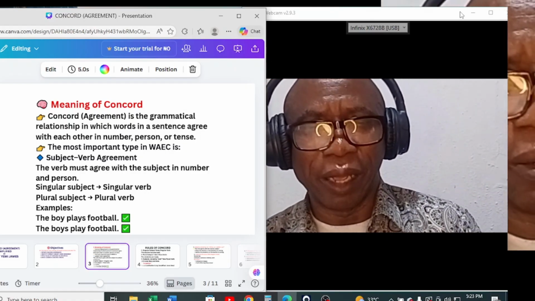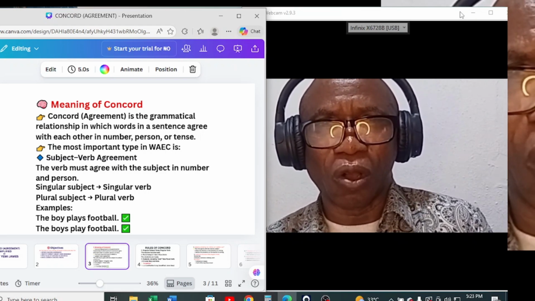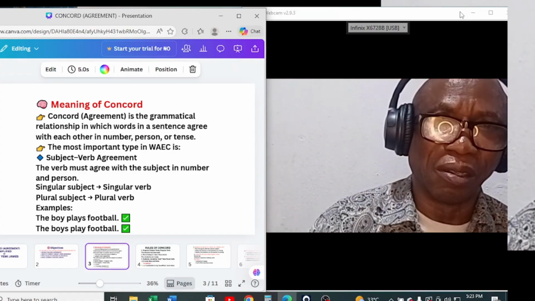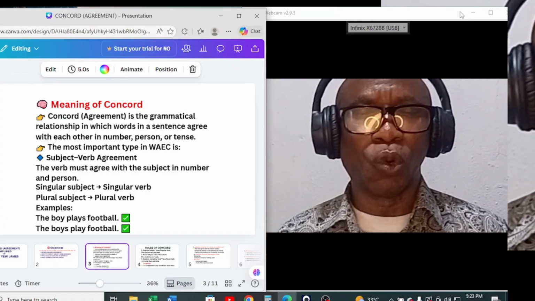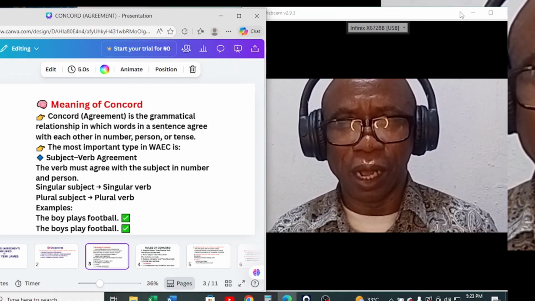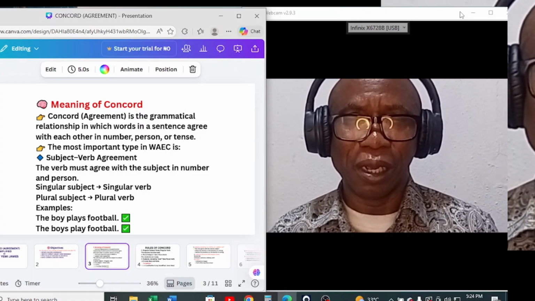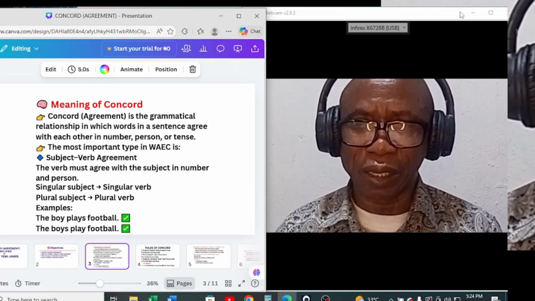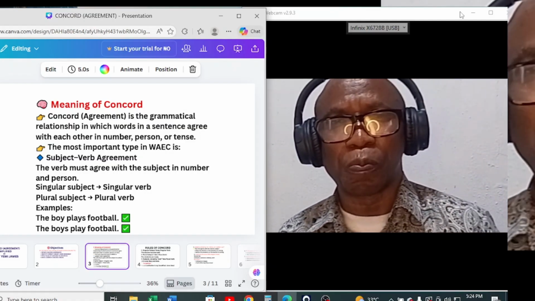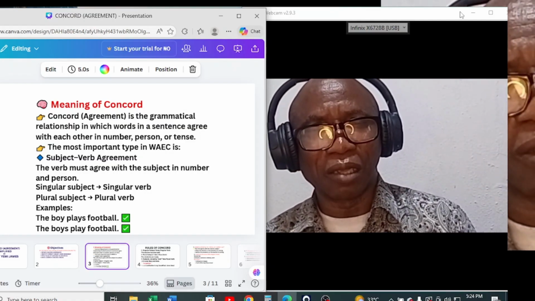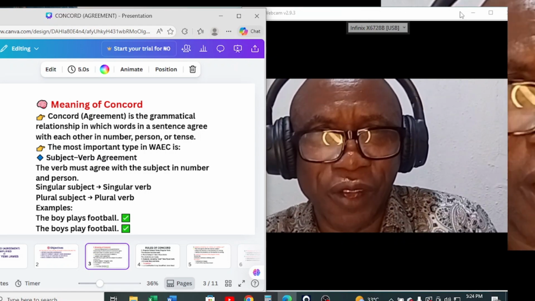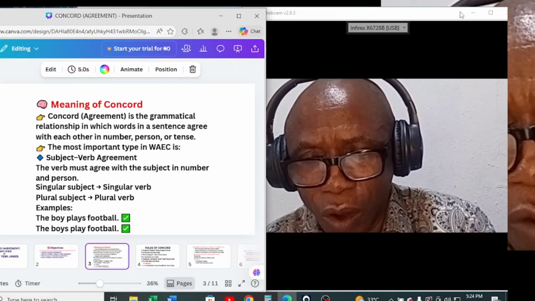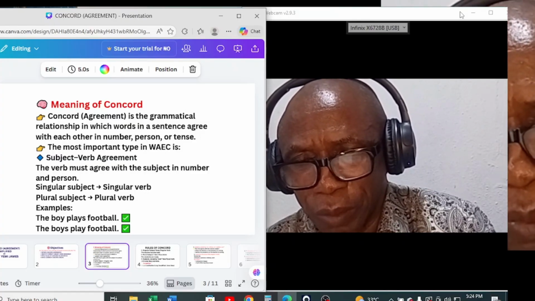Then we talk about tense. Don't forget I mentioned when we were discussing verb, we mentioned that tense is the expression of a verb in relation to time. So the most important type of agreement, that is commonly tested in the WAEC exam, is the subject-verb agreement. Though other types have been tested, this one comes first. So we are going to start from subject-verb agreement.